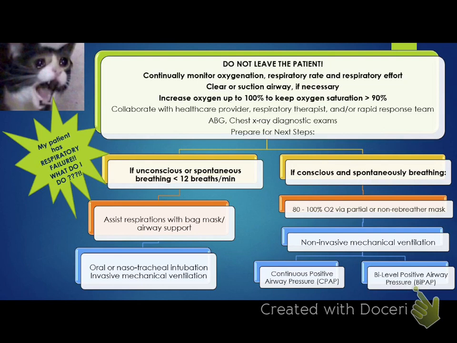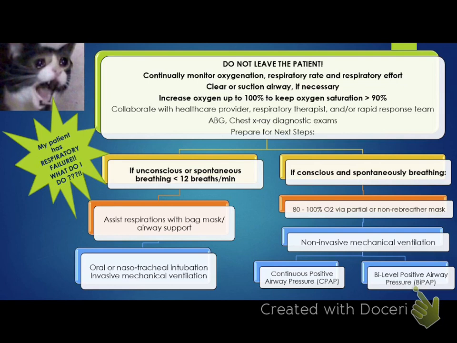If your patient remains conscious while you do that, you can put them on their partial or 100% non-rebreather. So basically, we're sitting at 40 or 60% face mask, and our patient is either hypoxic or we got EVG results saying this thing is not good. Go ahead and put them on 100% or partial, whatever brings their SATs up. And then the next step after that is non-invasive ventilation with something called CPAP and BiPAP.